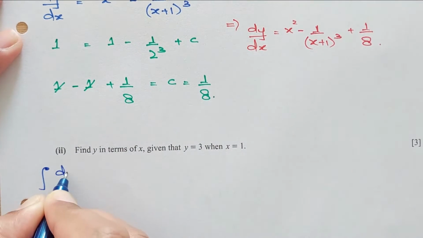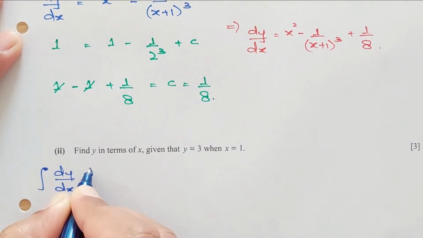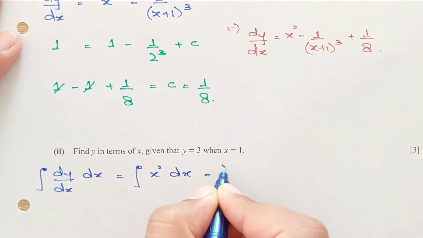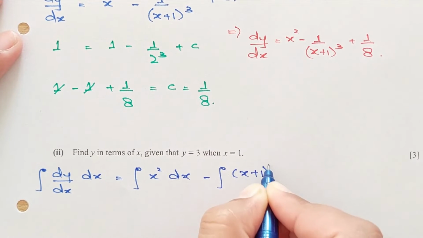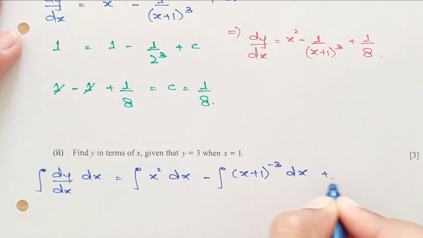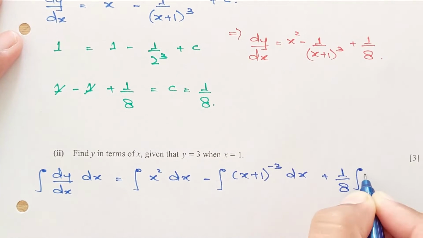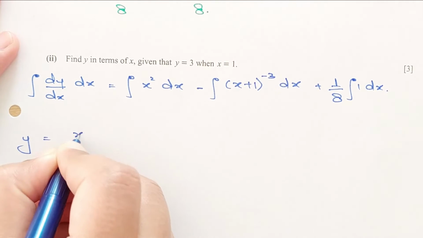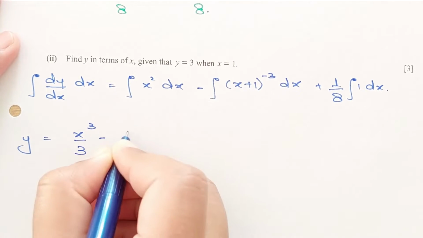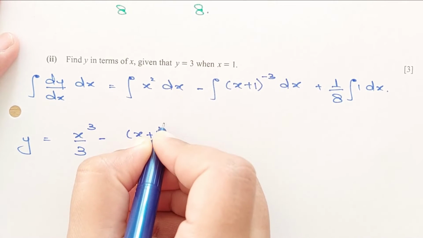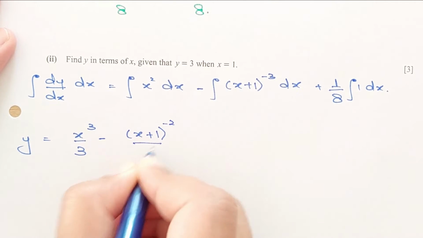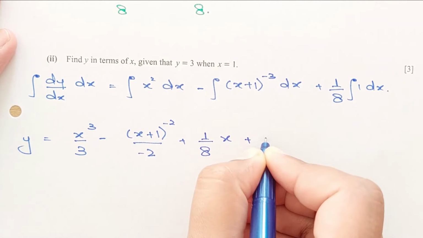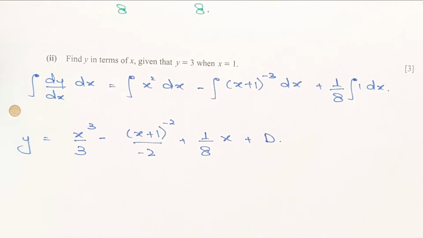So the integration of dy/dx with respect to x: the integration of x² dx minus the integration of (x+1)^(−3) dx plus 1/8 outside, the integration of 1 dx. Further simplification, we have y equals x³/3 minus (x+1) to the power −3+1, so −2, over −2, plus (1/8)x plus some constant of integration. Let's say d is the constant of integration this time.